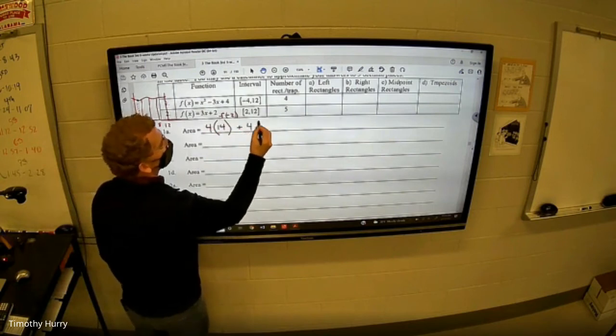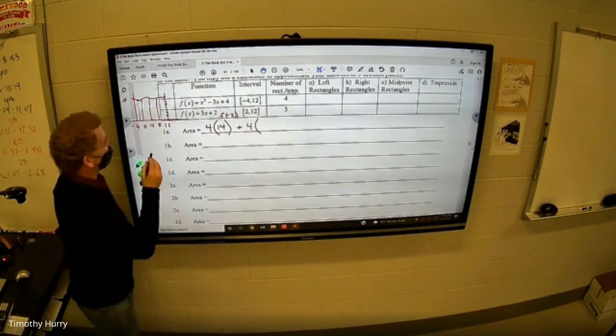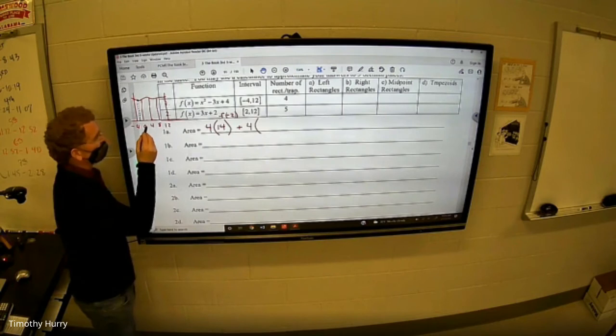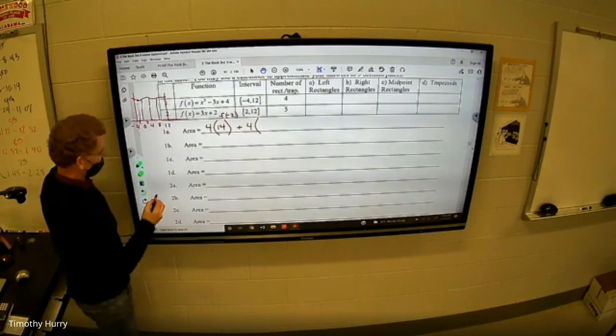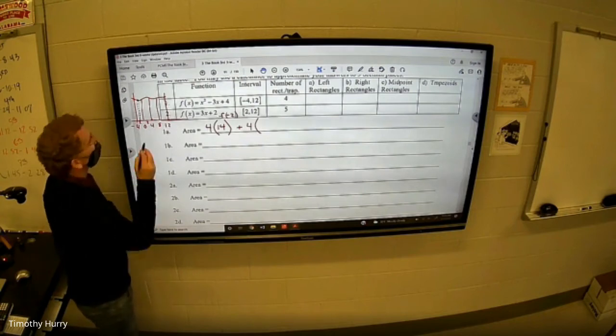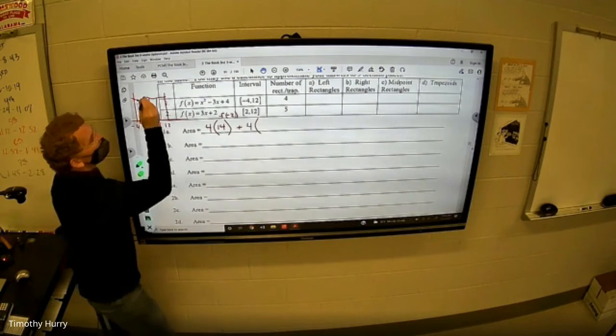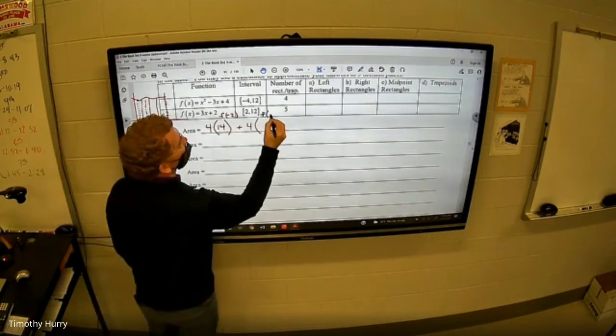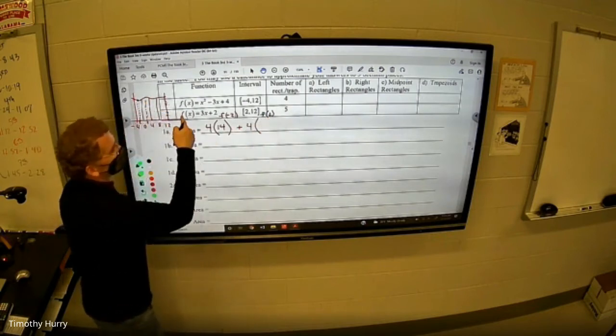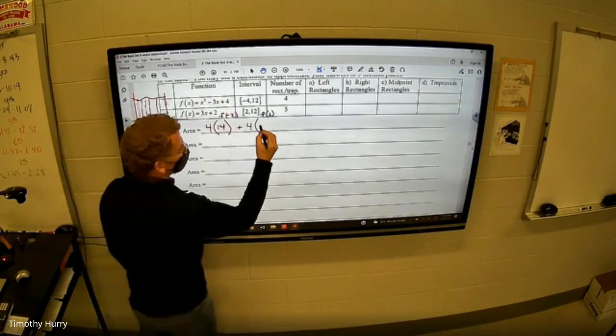And then there's my other base. This time, what am I going to use? Instead of -2, I'm going to use +2, which is in between 0 and 4. And I'm going to be plugging it in right here to find that height. So here's my f of 2, which gives me 4, and 4 is 8, minus 6 is 2.